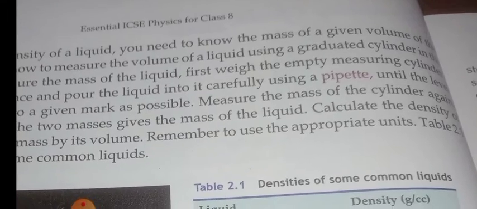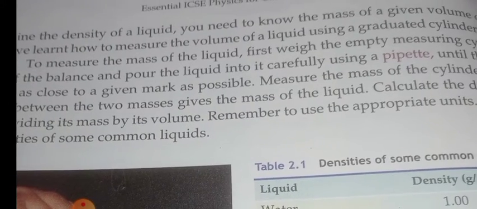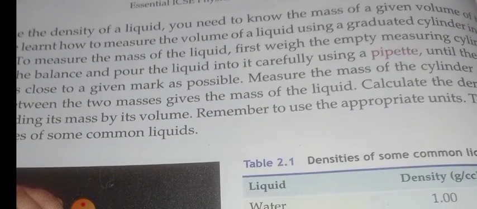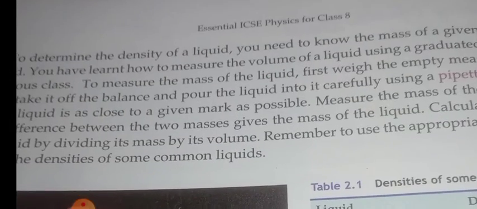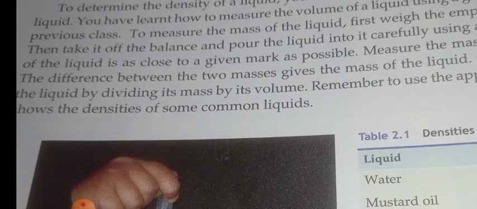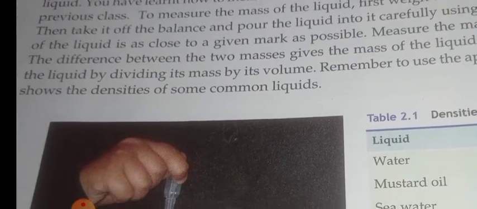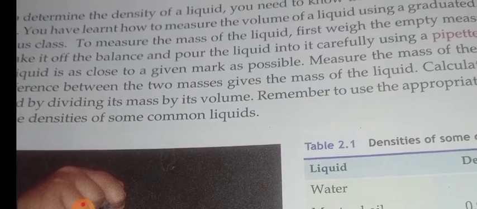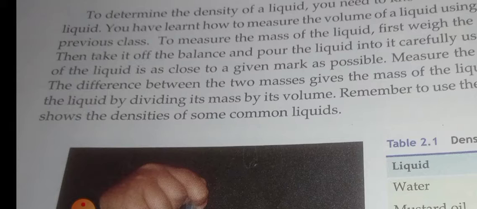To measure the mass of the liquid, first weigh the empty measuring cylinder, then take it off the balance and pour the liquid carefully using a pipette. This is the picture of a pipette, which is used to transfer liquids from one container to another, until the level of the liquid is as close to a given mark as possible. Measure the mass of the cylinder again. The difference between the two masses gives the mass of the liquid. Calculate the density of the liquid by dividing its mass by its volume.